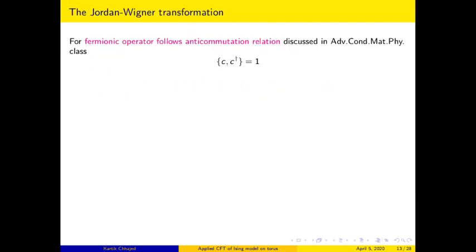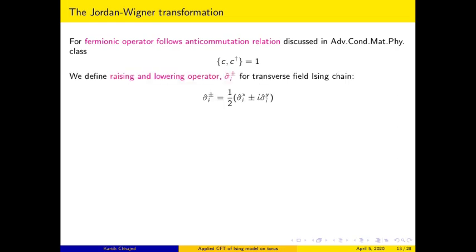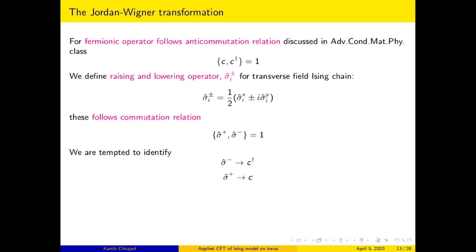First, we have to identify fermionic creation and annihilation operators, which follow the anti-commutation relation given like this. And if I define raising and lowering operators in terms of sigma x and sigma y Pauli matrices, which also follow a commutation relation similar to the fermionic creation and annihilation operators, we are tempted to identify lowering and raising operators as creation and annihilation operators.